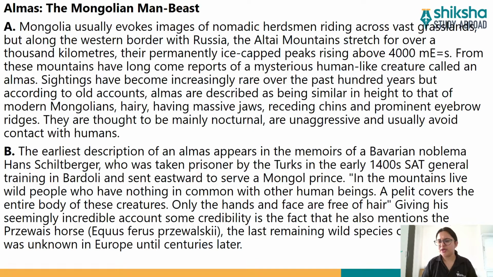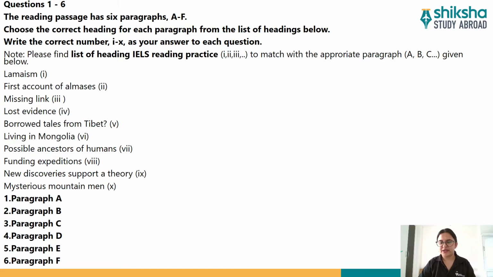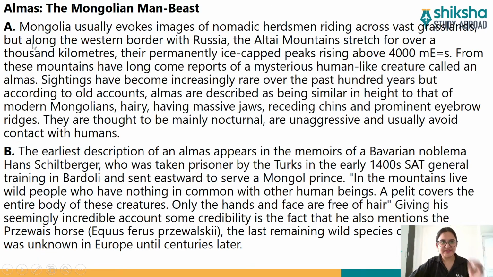Now let's see what match the heading questions are. Now this is again one of the questions in which the candidates really get tricked, because there are so many headings and fewer questions. Then you get confused about which question to match with which option. So for your help, I have listed down 2 passages for now. There will be several passages in the exam, but for the sample question and answer, I have listed down 2, and they have been lettered as A and B. And the heading says Almas, the Mongolian man beast. This is the heading or title for these 2 passages.